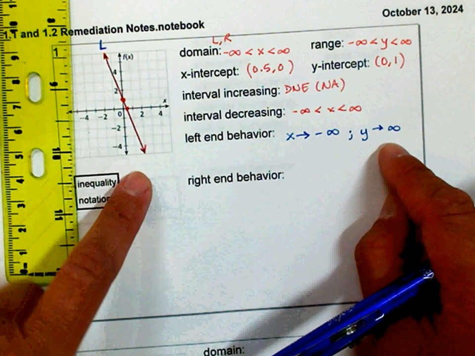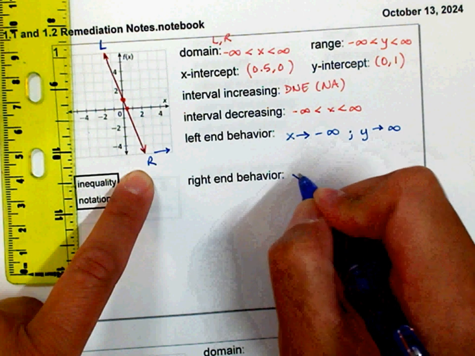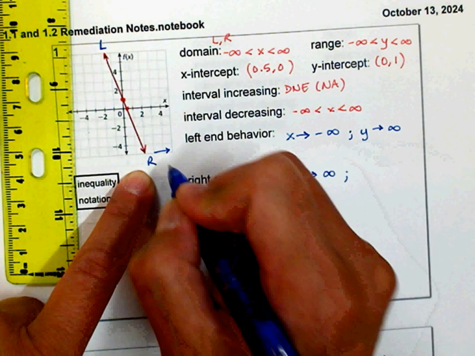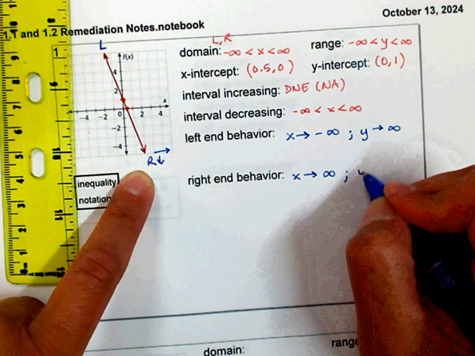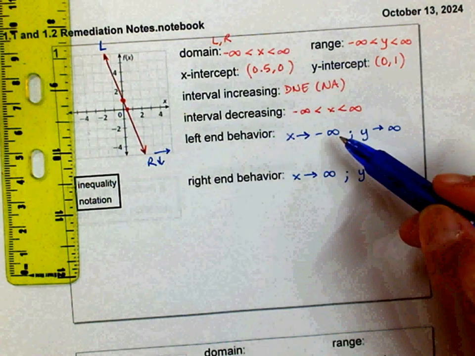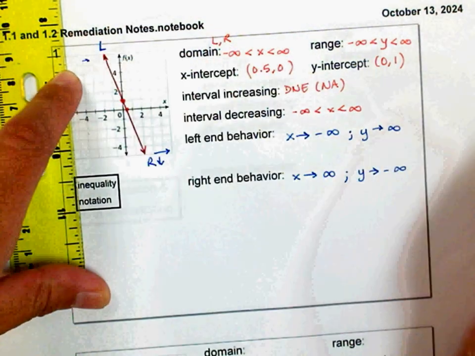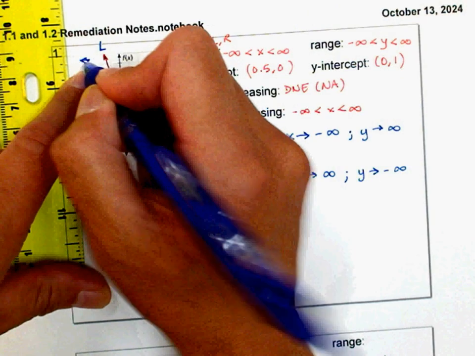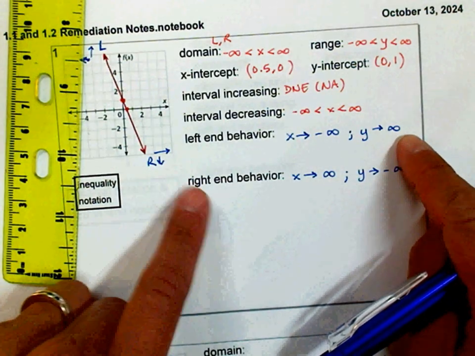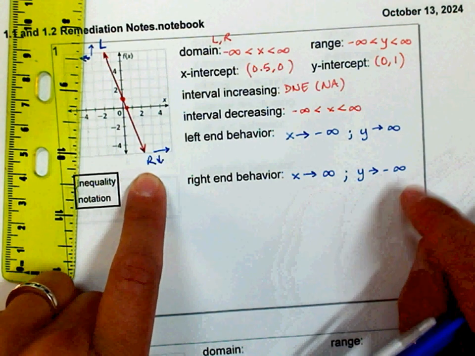The right end behavior. Notice I'm heading in the positive direction for my x. As I'm heading in the positive direction, what is happening to the y? The y is heading in the negative direction. So as x is coming from the left, which is negative infinity, right? It's coming from this direction. It is going up. Do you see that? On the right side, as it's heading toward the positive infinity, it is heading down, okay?